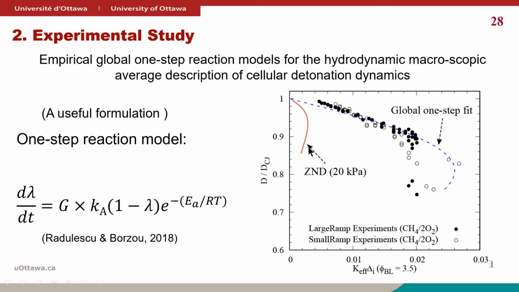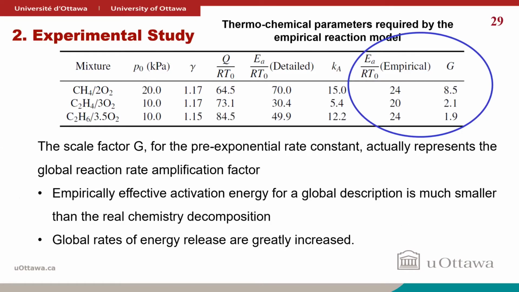Here, note that the red line represents the DND model prediction with the detailed chemistry, while the blue dotted line represents the predictions using the calibrated one-step reaction model from the experiments. The table lists the thermochemical parameters for the empirical reaction models. Among these parameters, the last two, the fitting coefficient of the activation energy and also the reaction rate amplification factor G, are worth commenting.